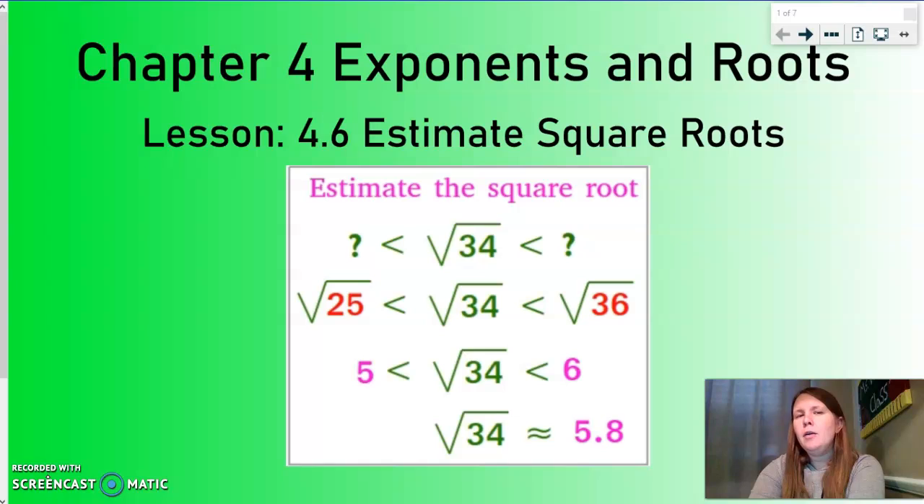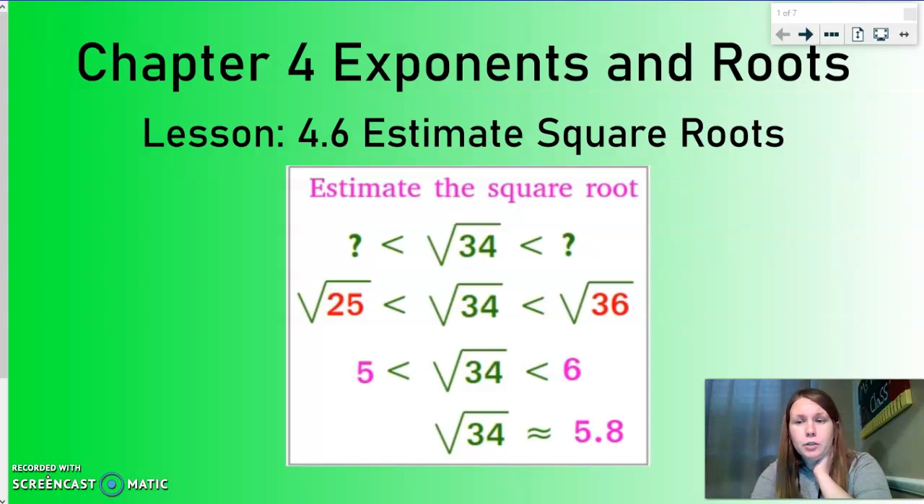So today, for lesson 4.6, it is all on estimating square roots. Yesterday we talked about perfect squares and being able to solve perfect squares. Today we are going to be looking at square roots where they're not going to be as perfect. I'm not going to know it off the top of my head as easily. This is a really good example of the first problem we're going to be doing here.